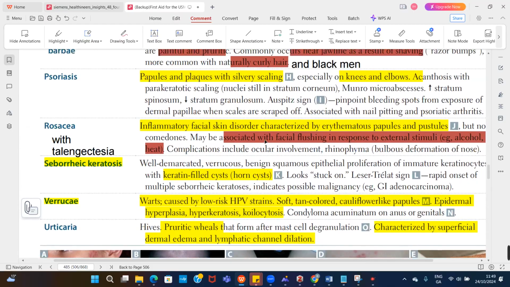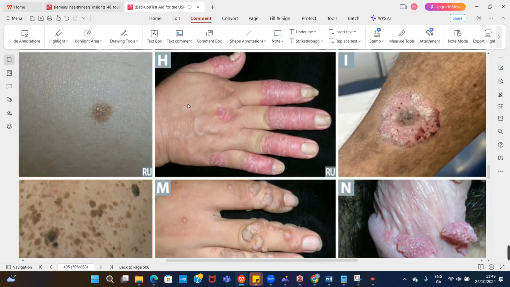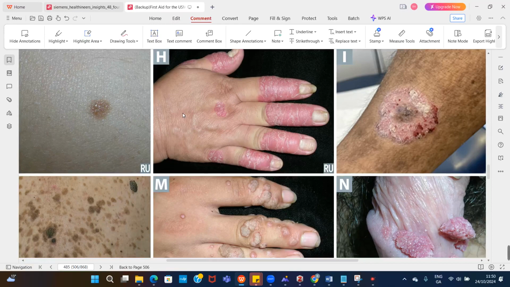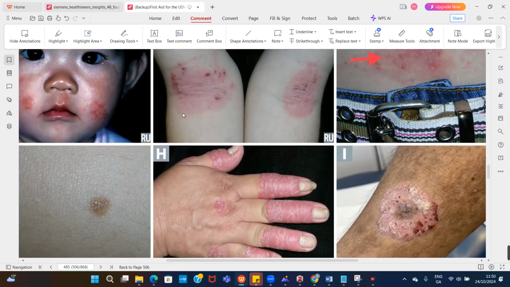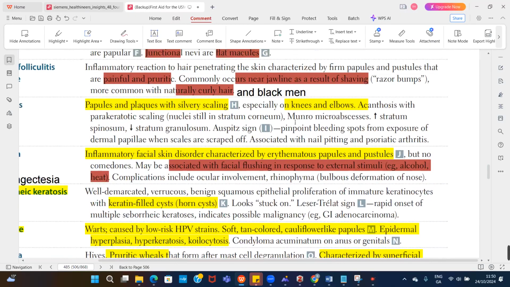The Auspitz sign is another one. There's another thing again they can put in the question that is not in this book that I call the Koebner phenomenon. And what they are trying to say there is that if I go to this normal area of skin and I strike that area, I inflict trauma, these lesions are going to appear. With time, they are going to appear. That is the Koebner phenomenon. You can find that in people with psoriasis.